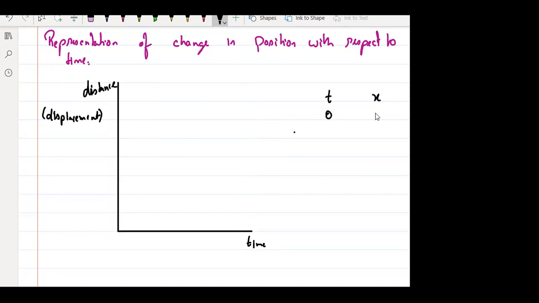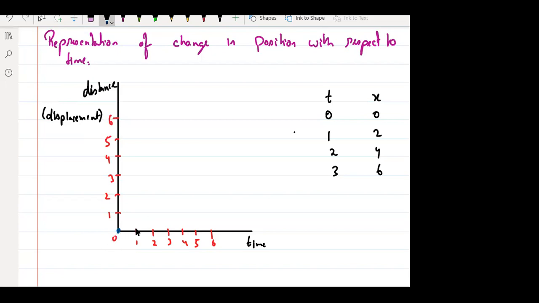If time is 0, displacement is also 0, or distance is also 0, right? If time is 1, suppose distance is 2. If time is 2, distance is 4. If time is 3, distance is 6, right? Let us observe this. Okay? So 0, this is 1, this is 2, this is 3, this is 4, this is 5, this is 6, this is 1, this is 2, this is 3, this is 4, this is 5, this is 6. Now tell me, everyone, if time is 0, the distance is 0, right? Which is this point, Hayana. Let us put the point.